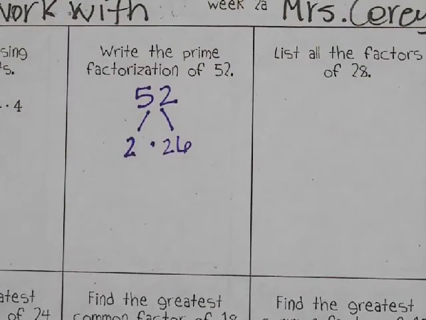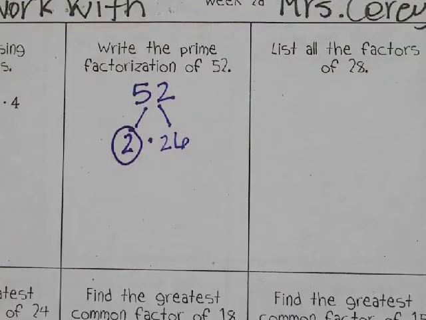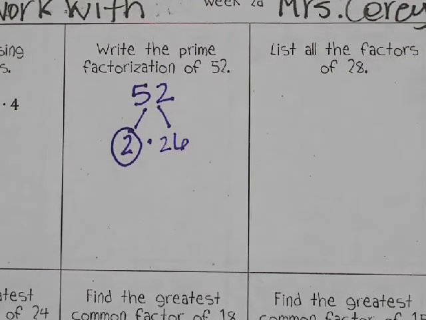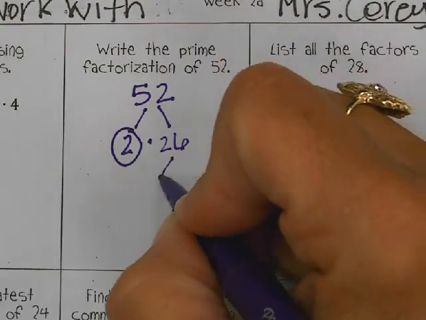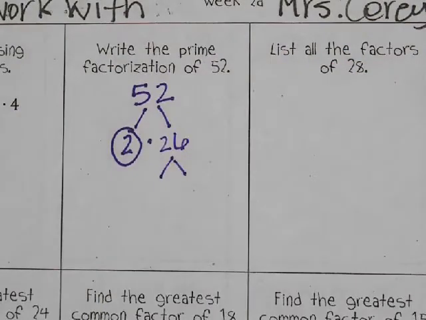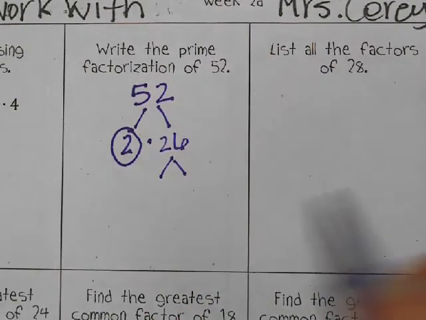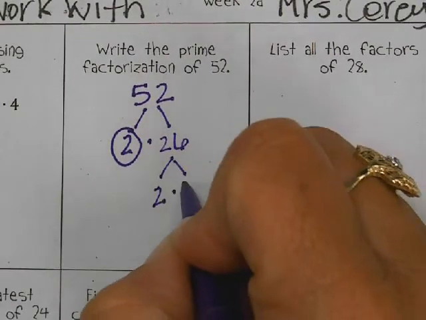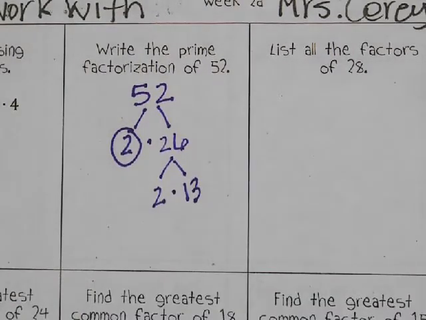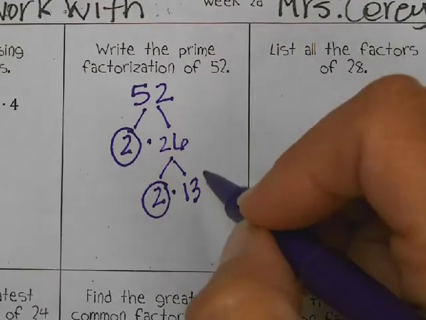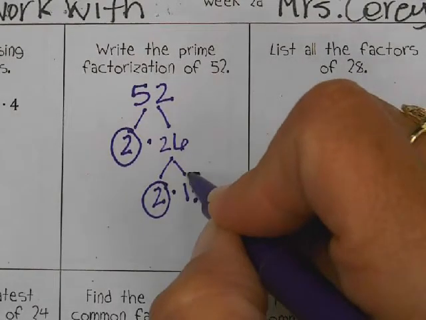So anytime I get down to a prime number, a number that can't be divided out by anything except itself and 1, I can circle it. So I'm going to go ahead and circle this 2 because it cannot be divided by anything other than 2 or 1. And then I'm going to make some branches out from 26 so I can see what might make 26. And if I look at 26, I know it's also going to be able to be divided in half because it's an even number. So I'm going to put a 2. And 26 is 2 times 13. So I know 2 is a prime number, cannot be divided. 13 is also a prime number that cannot be divided by anything except itself and 1. I'm going to circle it.